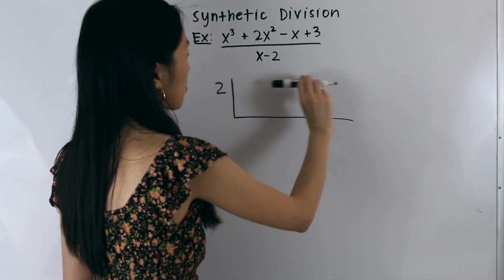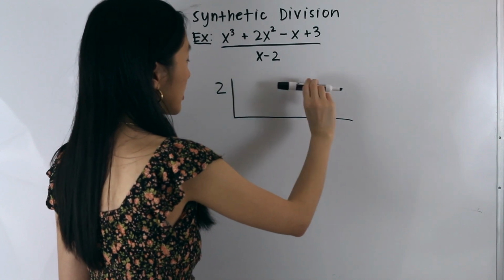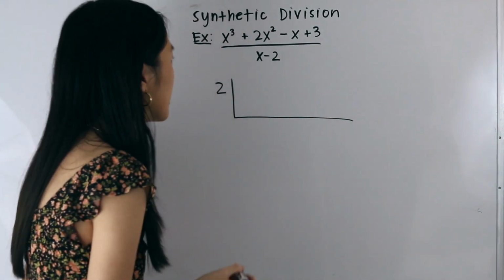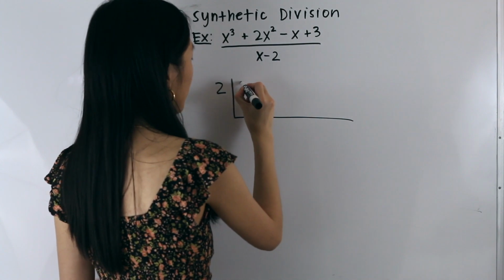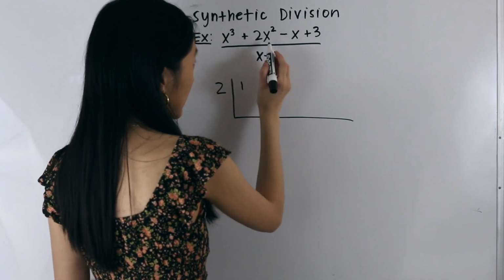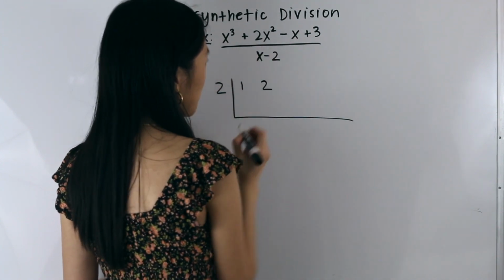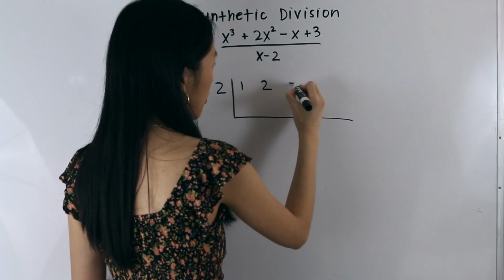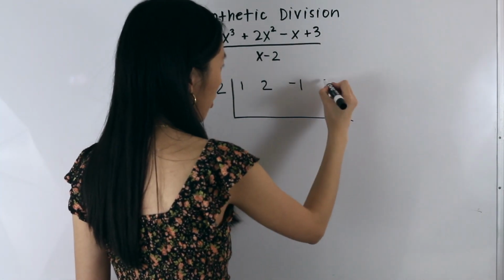And then next, let's go ahead and write all the coefficients corresponding to each of our terms. So let's start off with our x cubed term. So that has a coefficient of 1. Our x squared term has a coefficient of 2. Our x term has a coefficient of -1, and here we just have our constant term.